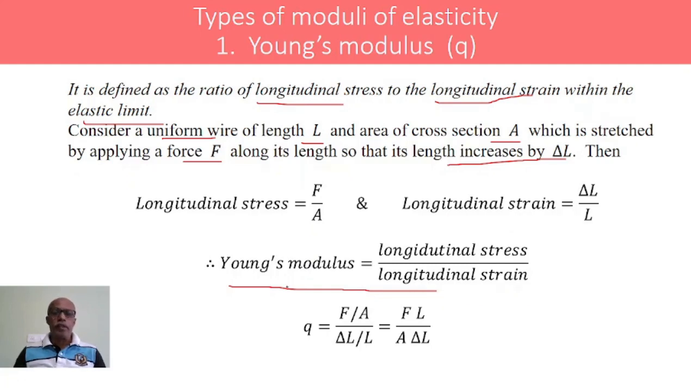Now, we know that Young's modulus is longitudinal stress by longitudinal strain. Longitudinal stress is the force applied per unit area, and the ratio of increase in length to the original length gives the longitudinal strain. Substituting these two in the expression, we get Q, which is used to represent Young's modulus. Q is equal to F by A whole divided by delta L by L, or rewriting, FL divided by A delta L.